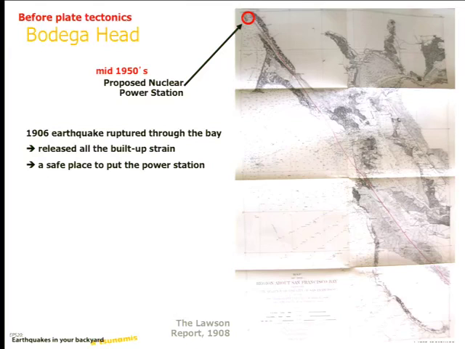And the reason they thought it was a safe place to put a nuclear power plant was that they knew the earthquake had occurred, it had ruptured the San Andreas Fault in this location, so it had released any built-up strain in the crust. So that meant that it's a good place to build it because the strain is now gone. Right? Of course, what they were missing was the fact that the buildup of strain is an ongoing process.